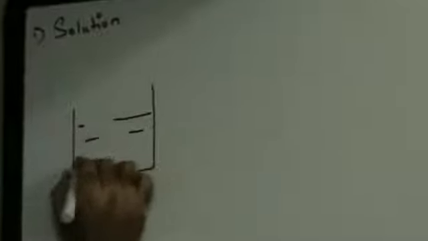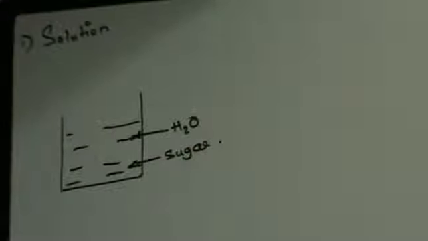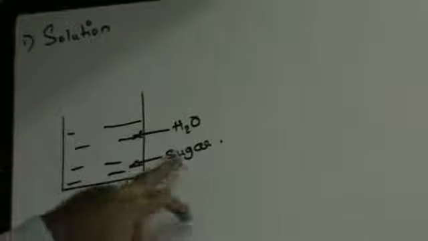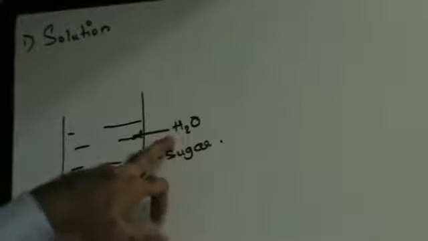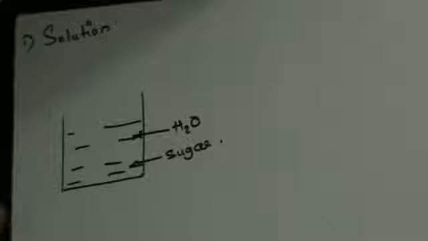Now guys, suppose I take a beaker, there is water here. This is water. I put some sugar in it and I stir this. Now, the minor part is sugar, the major part is water, and this is a homogeneous mixture. If I want, I can separate them by simple means. This is not a compound, but this is a homogeneous mixture. That is called a solution.